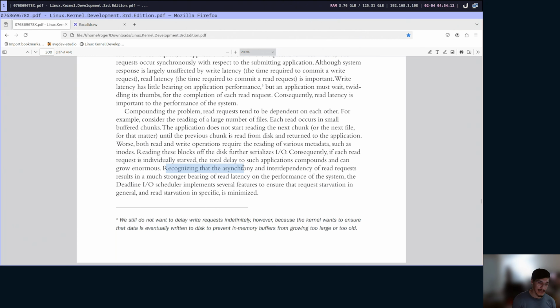Recognizing that the synchrony and interdependency of read requests results in a much stronger bearing of read latency on the performance of the system, the deadline I/O scheduler implements several features to ensure that request starvation in general, and read starvation in specific, is minimized.